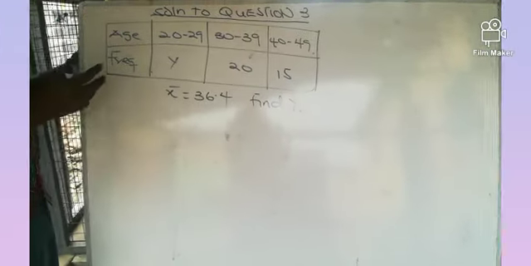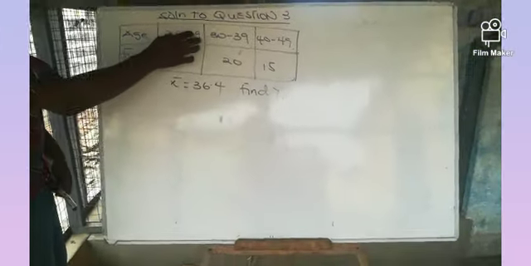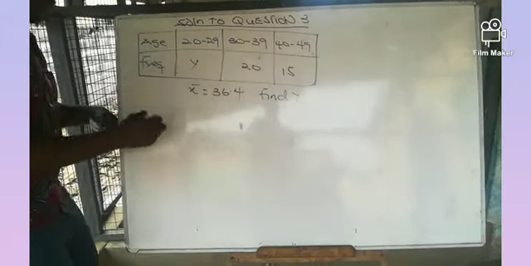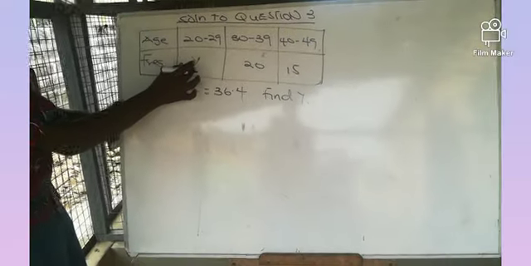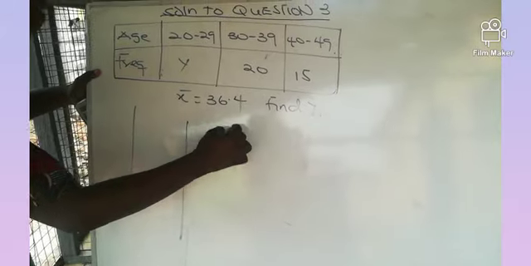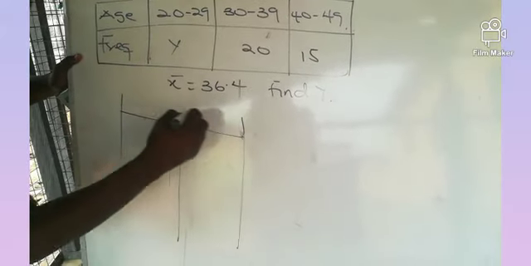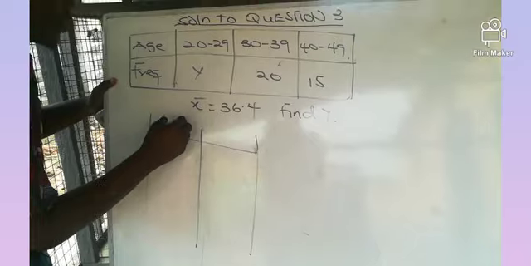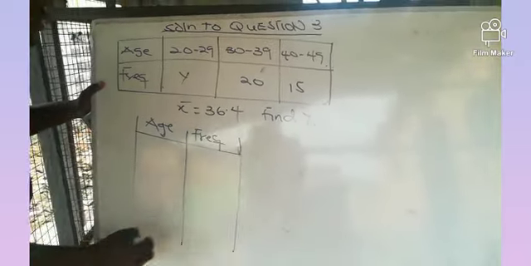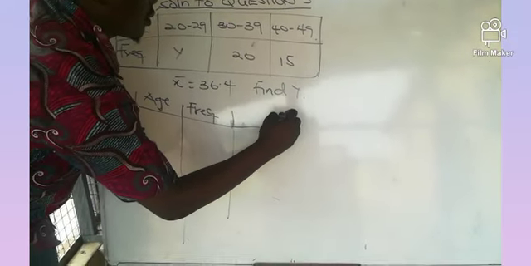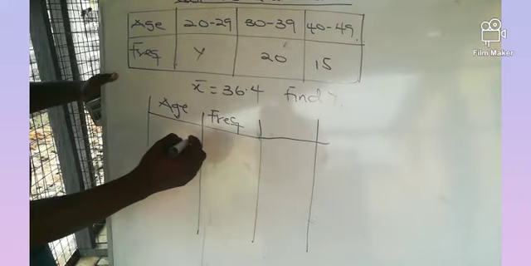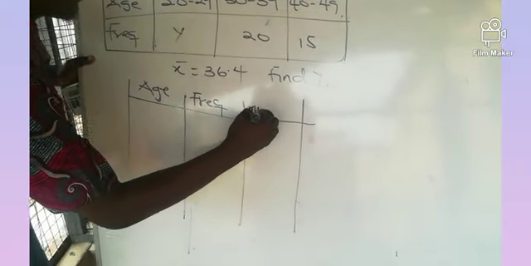The question was a table which contained group data, and they've given us the mean. So before you can solve this question, you can redraw the table, maybe in this way. You can bring your age here, frequency, age, frequency, and you find midpoint.